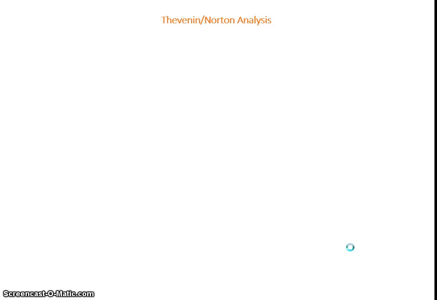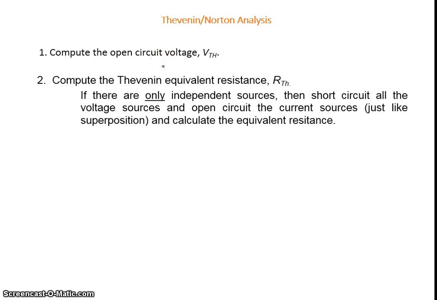So the steps in the Norton's and Thevenin's analysis method are: first, we need to compute the Thevenin's equivalent voltage, which is otherwise called the open circuit voltage, and then we need the equivalent resistance value, that is called the Thevenin's equivalent resistance. When we calculate the equivalent resistance, as we are focusing only on the resistance value, we need to make the sources present equal to 0.